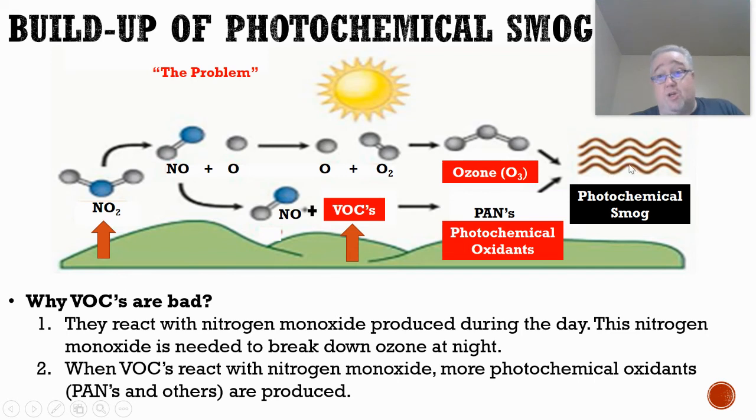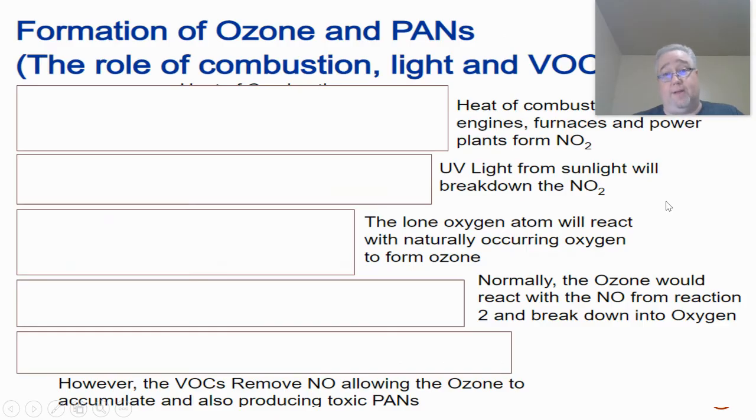And that's actually what photochemical smog is. Photochemical smog is basically this collection of not only ozone, which is not going to be broken down at night now because the nitrogen monoxide is being used up, but it's all that ozone mixed with all those PANs, all those photochemical oxidants that can be very unhealthy. So this can be a really big issue if you live near a big city and this photochemical smog is constantly building up.